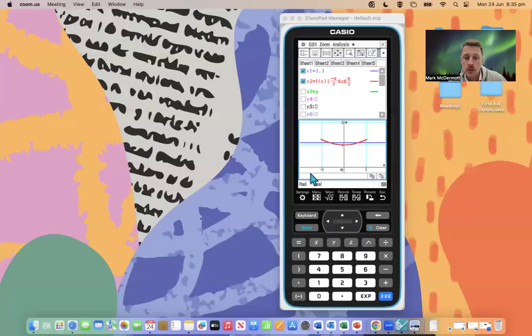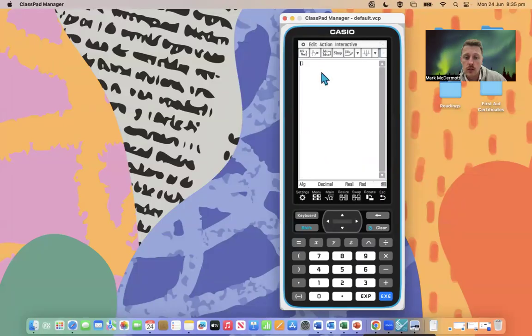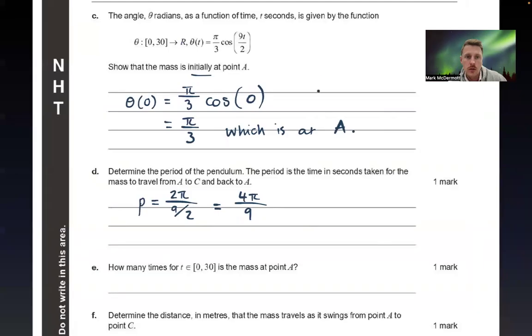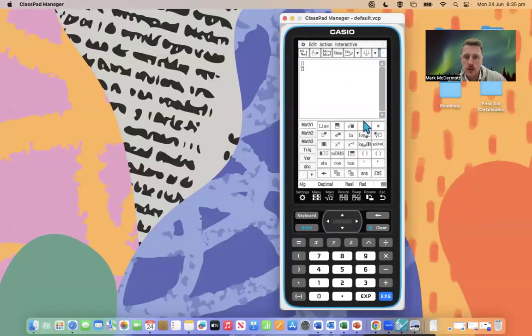So let's go to a main page. Let's clear all this. Okay, what is the function? I already forgot. Pi on 3 times cosine of 9 x on 2. I need that to equal pi on 3, because that's when it's at A, right? Because I'm given x, I need to find out how many x solutions we've got.